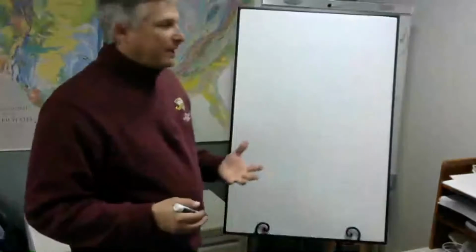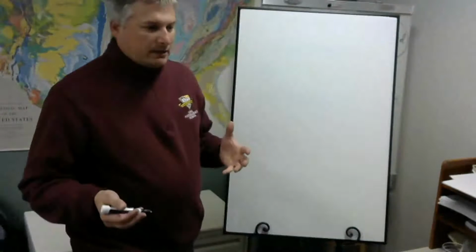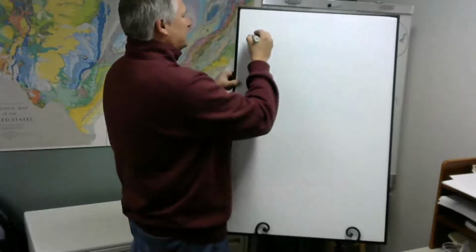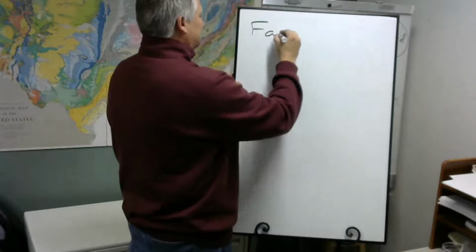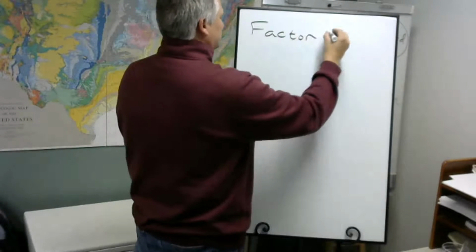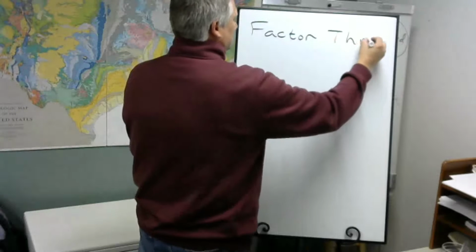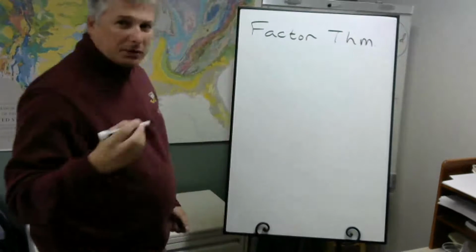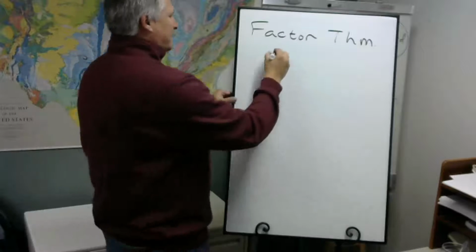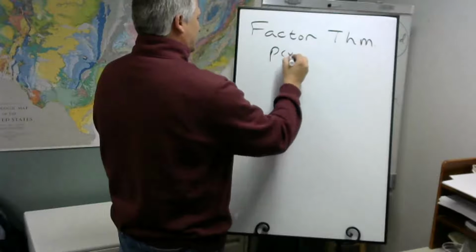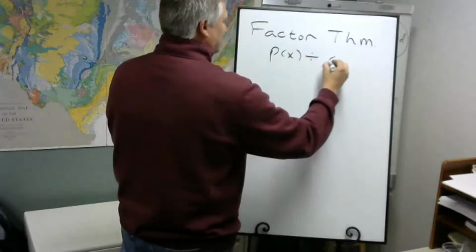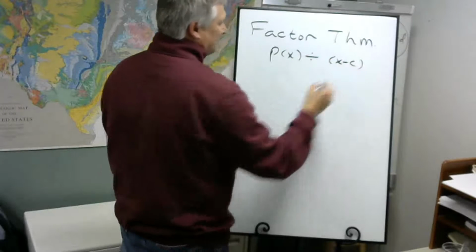So what we're going to look at is an observation that we can make, or a couple observations really, because of division. The first we're going to look at is what's called the factor theorem. And it works like this. Let's say we take p of x and we divide by x minus c.